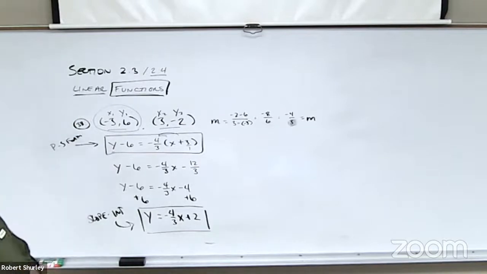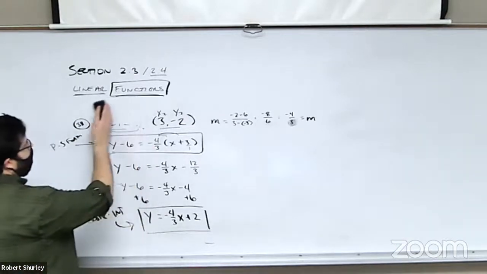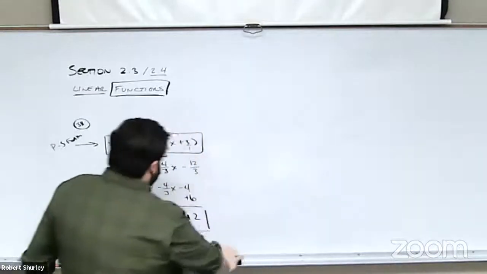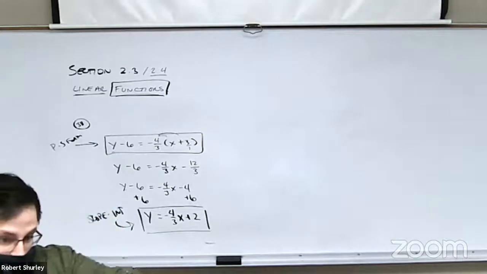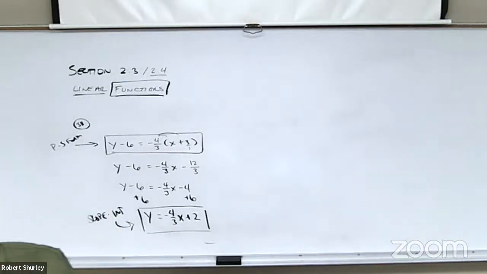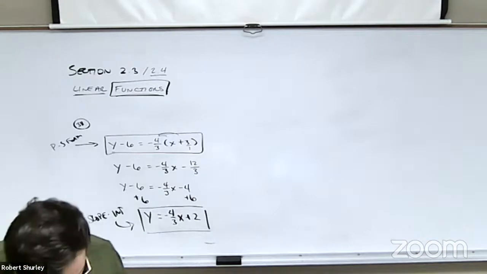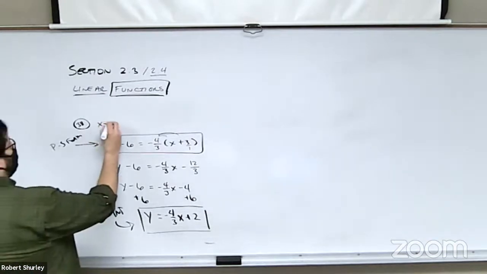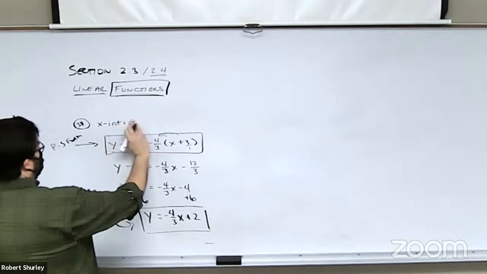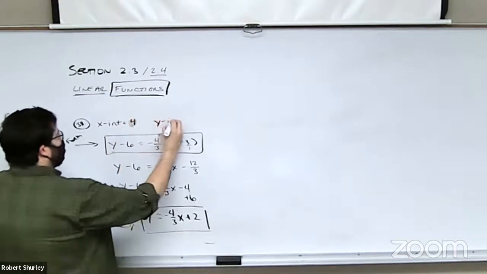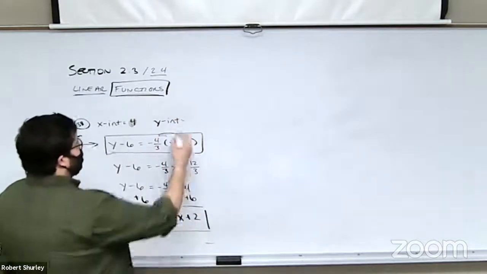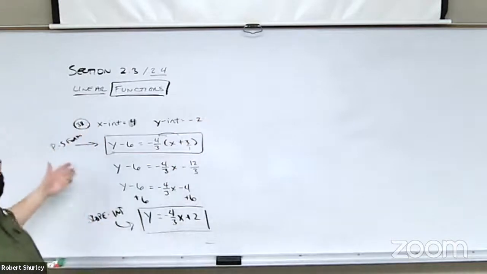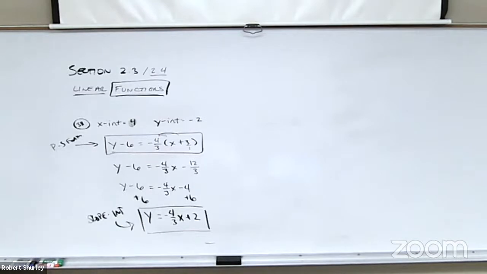Again, if you're following along in the book, it's on page 255. Number 38 gives us two intercepts. The x-intercept is 4, and the y-intercept equals -2. Again, it wants us to find the point-slope form and the slope-intercept form.